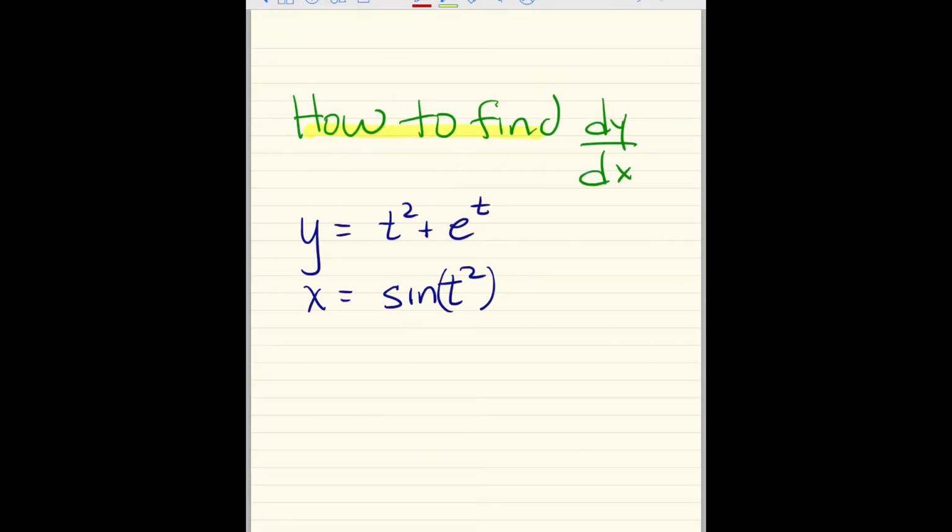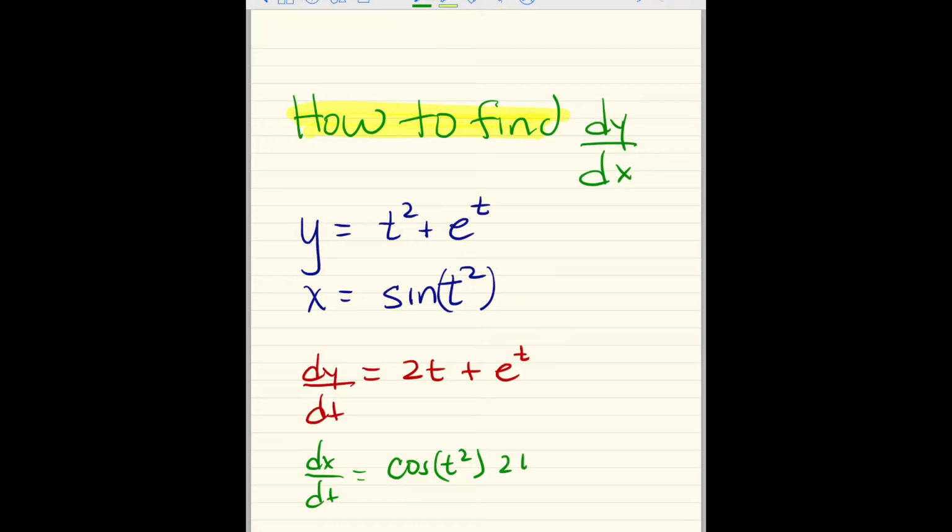How do we find dy/dx? Well, it's actually very simple. Take this pair of parametric equations. If you were going to take the derivative of y with respect to t, then dy/dt would be 2t plus e to the t. dx/dt would be, derivative of sine is cosine of the angle times 2t.